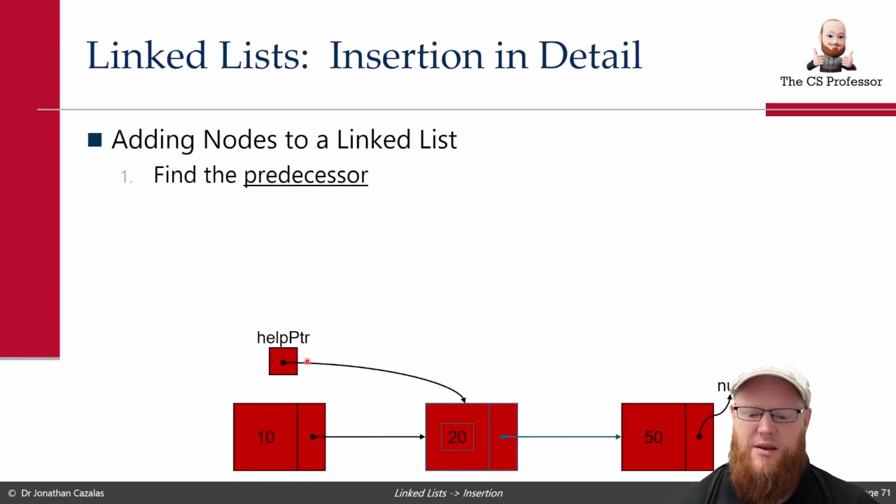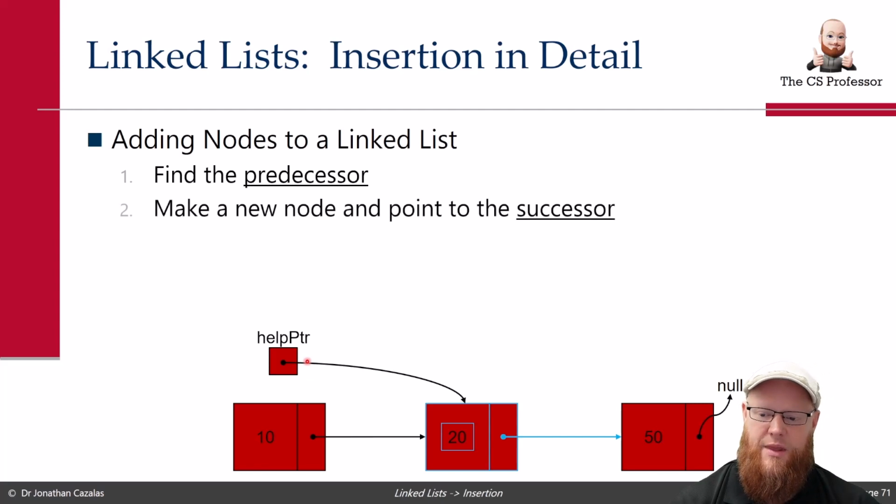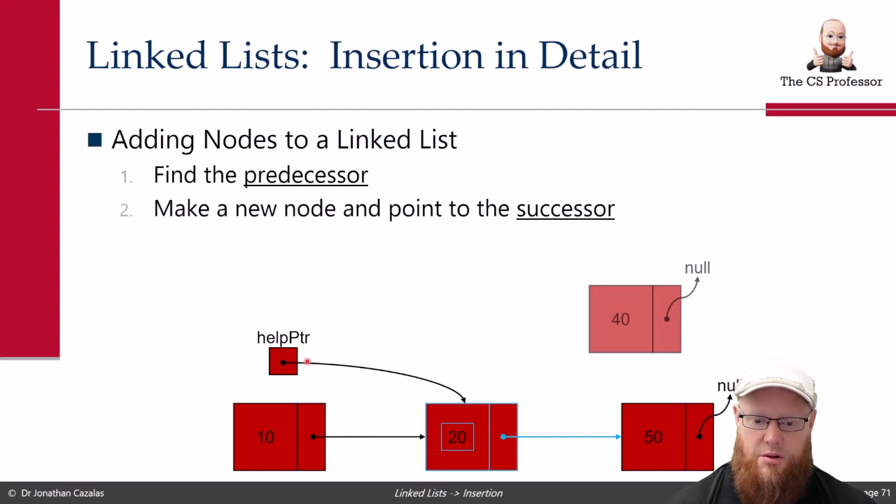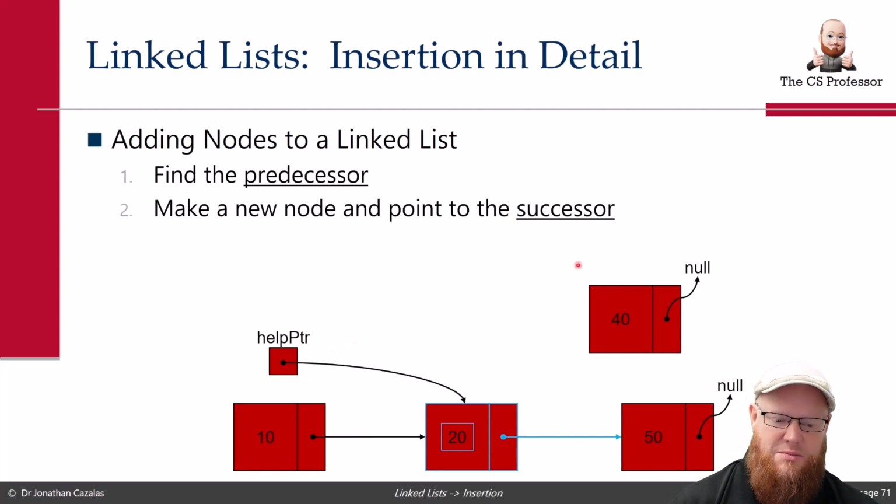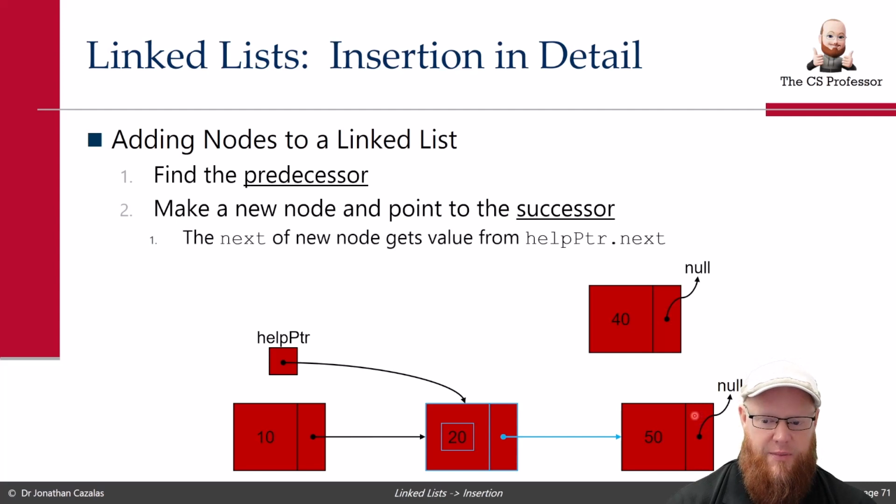Let's make sure we understand this. So let's say in this case, we're trying to insert that node 40 again, find the predecessor. 20 is clearly the predecessor. Make a new node. Here's the new node. And make this new node point to 50. That's the third step, right? The next of this new node has to point over to the 50.